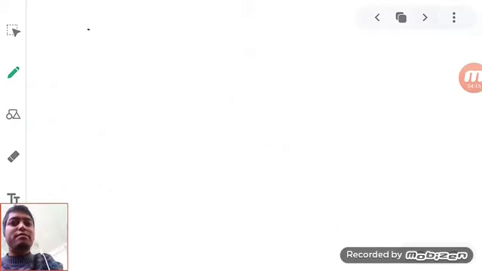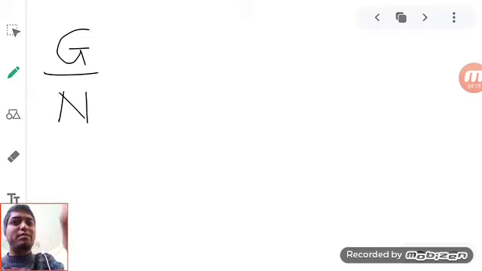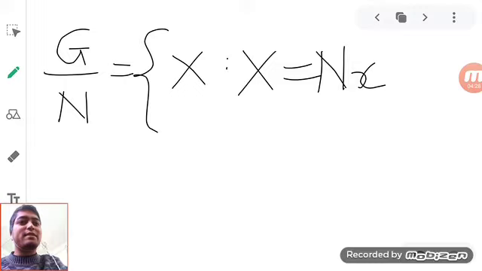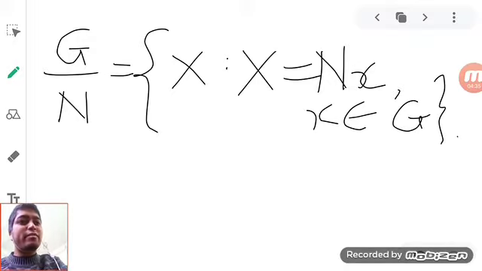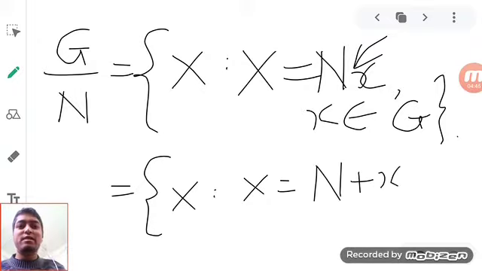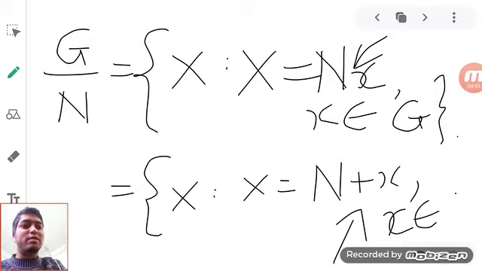So let us see, because N is normal, we can form the quotient group G by N. So what can we have in this case? It will be the set of all X such that X is a coset, where x belongs to G. And over here we have to be very careful. It has to be the operation of the group. So over here it will be X such that X equal N plus x actually, because the operation of the group is plus, where x belongs to G.